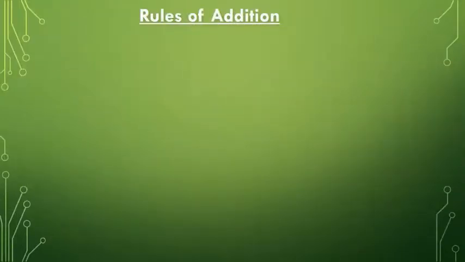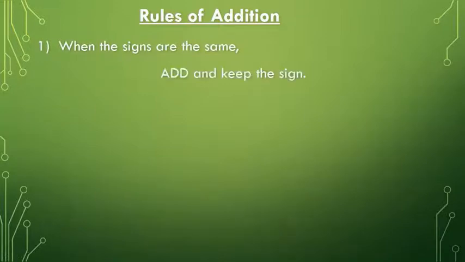Rules of addition. We first have to learn the rules of addition, and only then can we add integers. The first rule is that when the signs are the same, we have to add and keep the same sign. For example, minus 2 plus minus 4 is equal to minus 6.